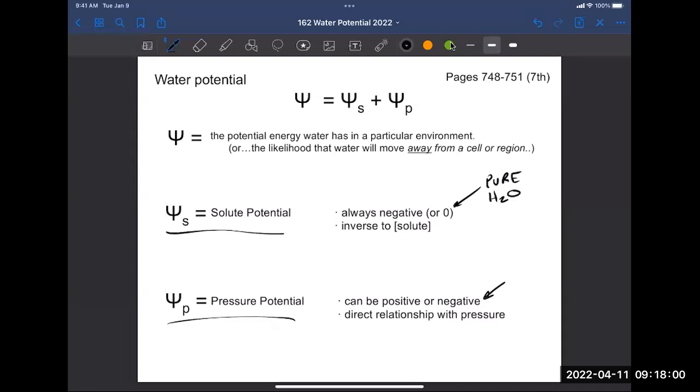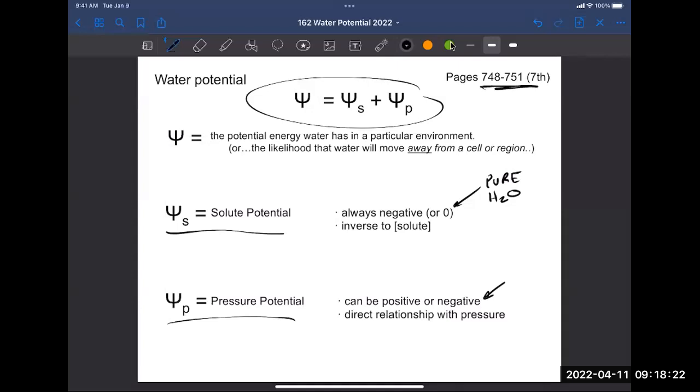It could also be zero, of course, if there's no pressure, positive or negative. And then we add those two together, and we get the overall water potential. So we're going to combine these two and think about the contribution. We're always interested in which way water is going to move, so we have to think about the contribution of solute and the contribution of pressure.